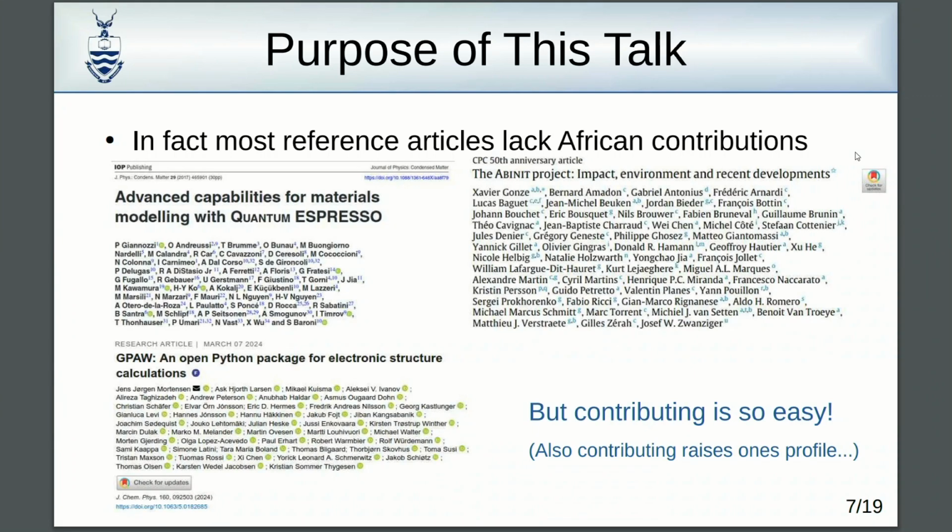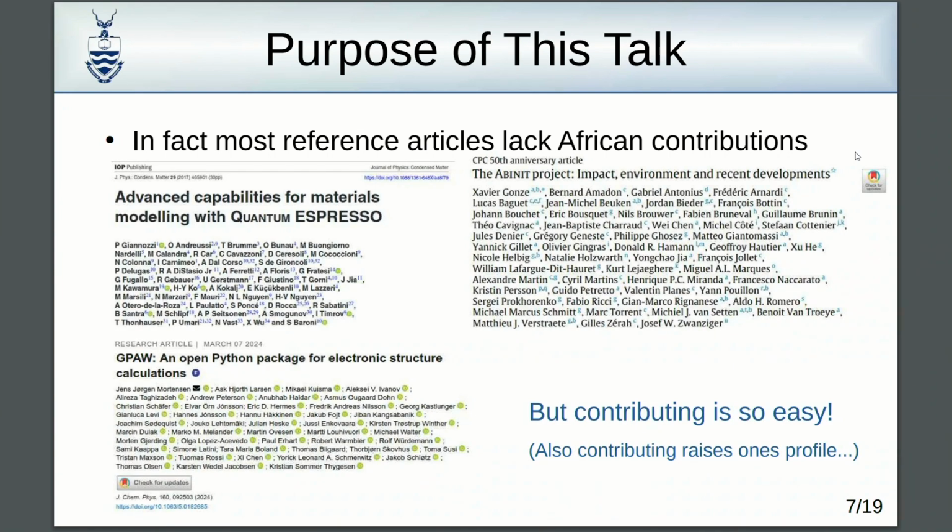And I also looked at a few reference articles. So usually if you have one of these big software packages, every now and then, 5 to 10 years, you write a reference article, and then everyone is supposed to cite it if you use the software. And Quantum Espresso in material science is the largest open source project. Not a single author or co-author from Africa. ABINIT is the oldest open source project, well, one of the oldest open source projects in the field. Not a single author from Africa.